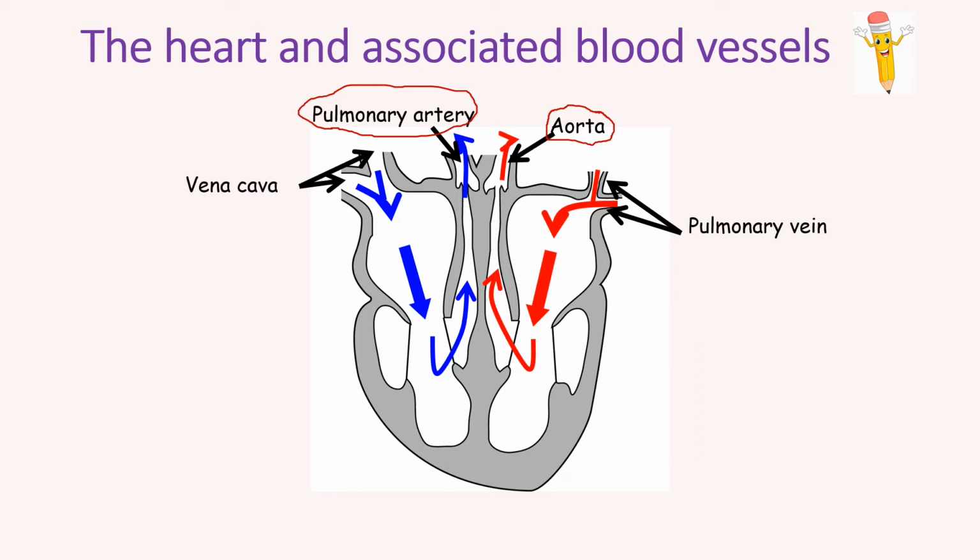We also need to know the 2 veins, and from the last video we should know that the veins take the blood towards the heart. So the main vein in the body is the vena cava, and it takes the blood from all of the body to the heart, and then the pulmonary vein takes the blood from the lungs and brings it to the heart. So make sure you know all 4 of these different blood vessels.